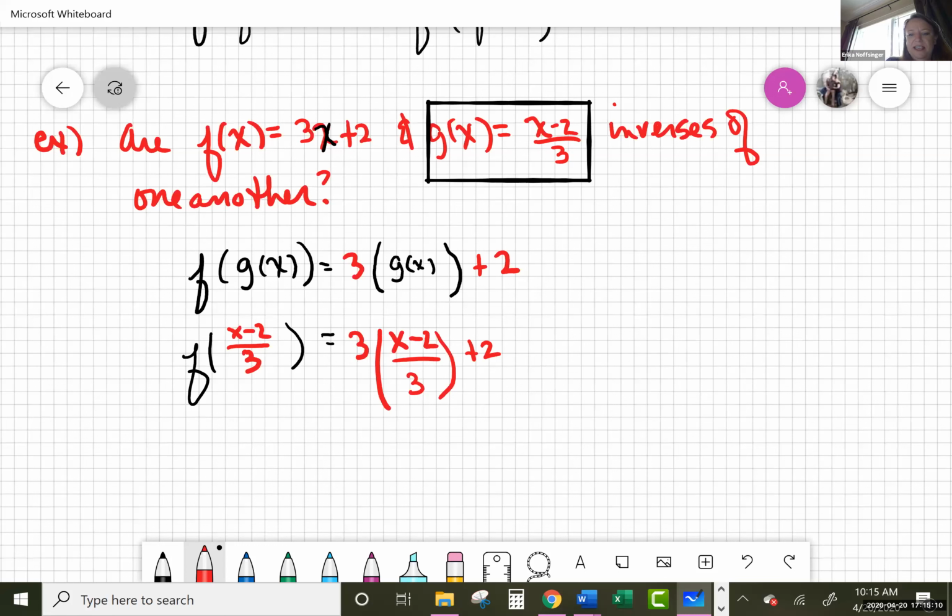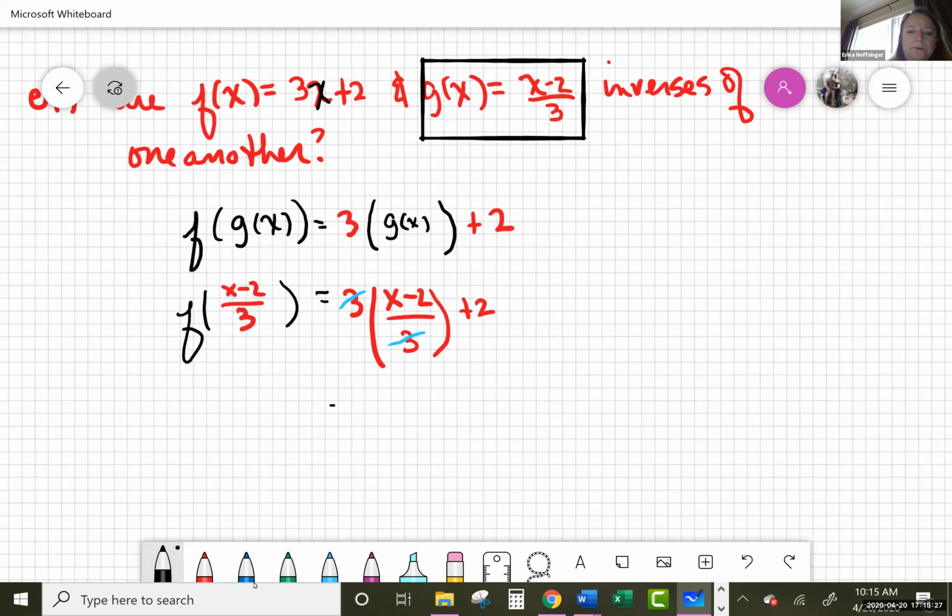And so notice that the 3 in the numerator right here, that we were multiplying by the fraction, cancels with a 3 in the denominator. And we can do that because it's multiplication in between. And so we would be left with x minus 2 from our numerator here, plus this 2 out here. So when I combine like terms, I get back x. So taking the composition the one way, f of g of x, we got back x.